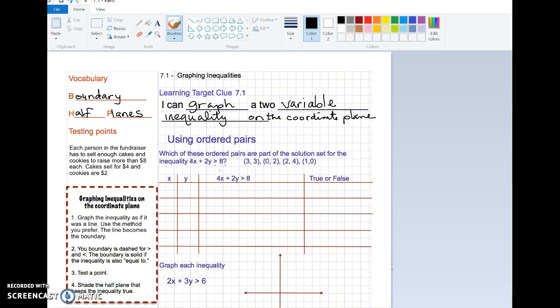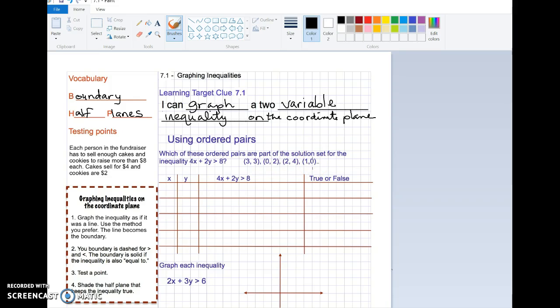Now the question is, how many cakes and how many cookies can I sell? How many different combinations can I sell to come up with the amount of money that I need to make, which is more than $8? So I'm going to test a few points here. I have (3, 3), (0, 2), (2, 4), (1, 0). We're going to try each one and see.